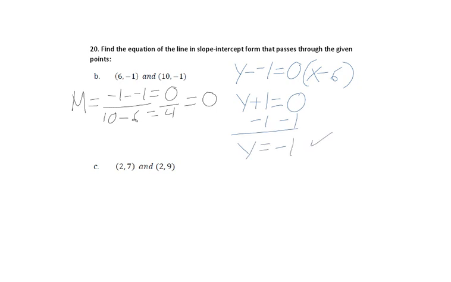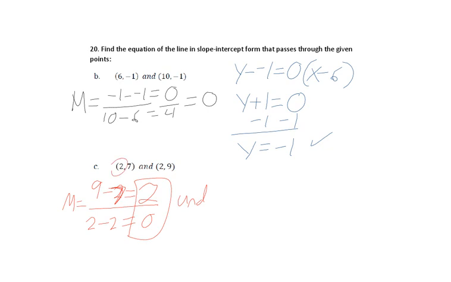Alright, let's find the slope on part C. So the slope would be 9 minus 2, which is 7. I'm sorry, 9 minus 7, which is 2. And then on the bottom, 2 minus 2 is 0. That is undefined, so we can't use the formula anymore. But notice how the x value never changes. So you just have to remember that this will be identified as x equals 2.